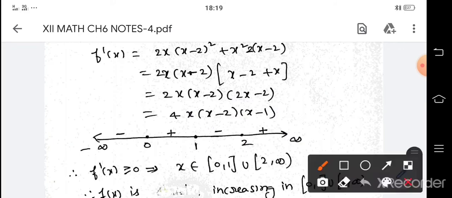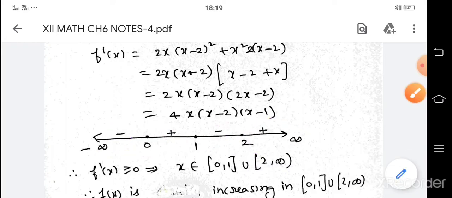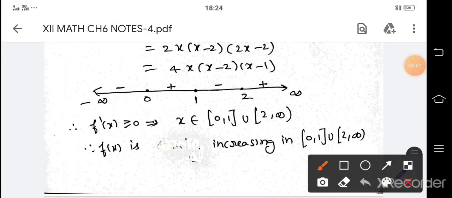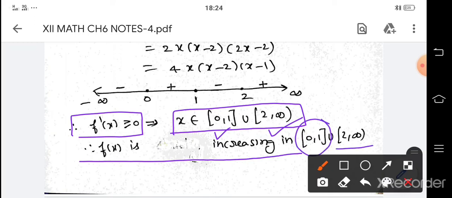So then, since this is positive, alternatively write: between 1 and 2 it is negative, between 0 and 1 it is positive, between minus infinity and 0 it is negative. Alternatively it will come. No need to go for sign changing and all, so directly you can state that. So f dash of x is greater than or equal to 0, so x belongs to closed interval 0, 1 union closed interval 2 to infinity. Therefore f of x is increasing in closed interval 0, 1 union closed interval 2 to infinity. They are asking in which intervals it is increasing: in these two intervals. Hope you understand this wavy curve method, otherwise you can go for the other one, the sign changing tabular method which I discussed.